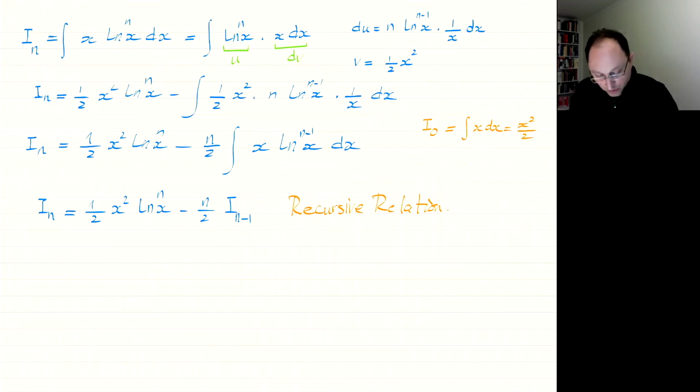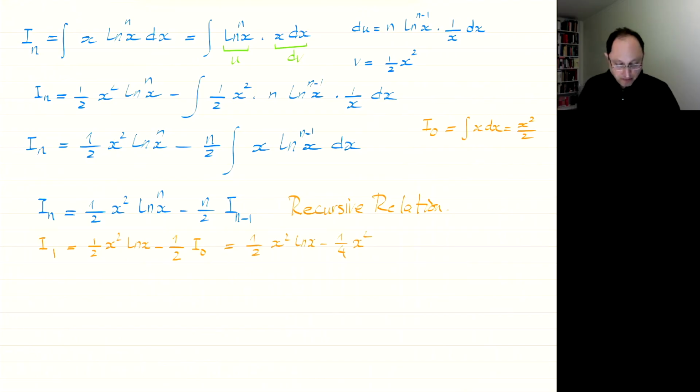Now look, if I want to calculate I1, I don't have to recalculate this again. I replace n with 1. Then this becomes 1 over 2 x squared ln of x to power 1 minus, because I have chosen n to be 1, this becomes 1 over 2, and then it becomes I0. Yes, because I replace n with 1 in I sub n minus 1, this becomes I0. But I0 is x squared over 2. So if I put x squared over 2 here and multiply, then I will get 1 over 2 x squared ln of x minus 1 over 4 x squared.